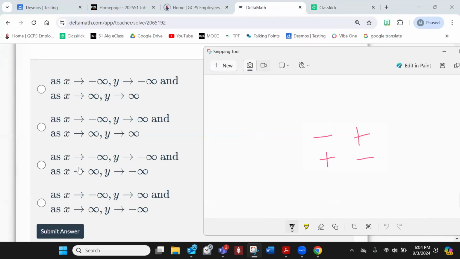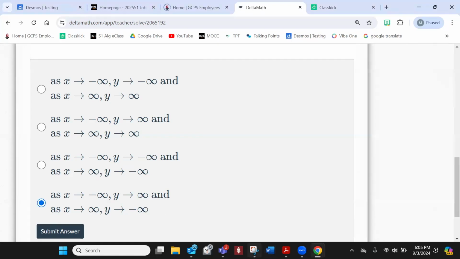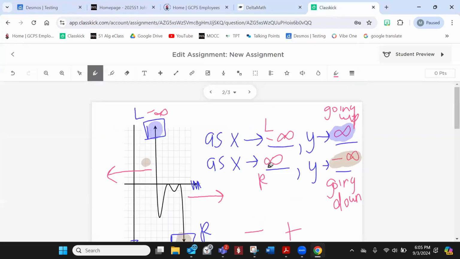Okay, option C has negative, negative. Well, neither one of these options have negative, negative, so C is wrong. So it has to be D, but let's check it. Option D has negative, positive. That's what we got at the top. And the bottom has positive, negative, and that's what we have at the bottom. So that means the answer has to be D, but let me make sure y'all understand this.